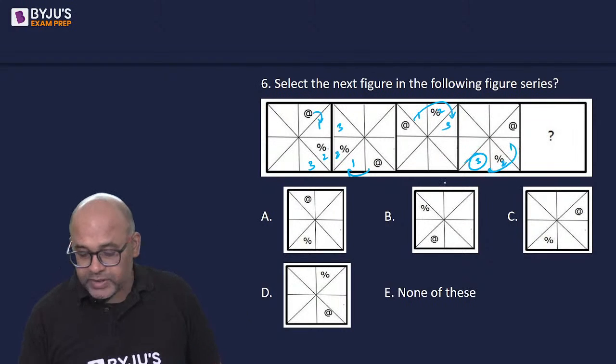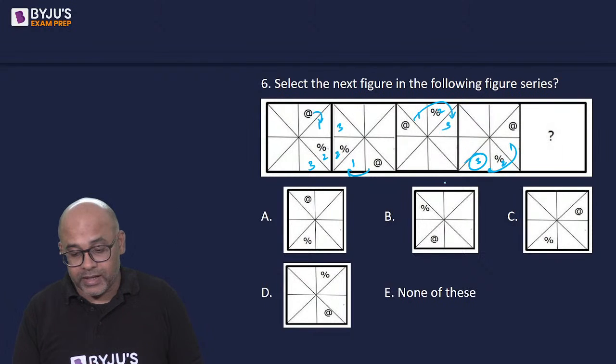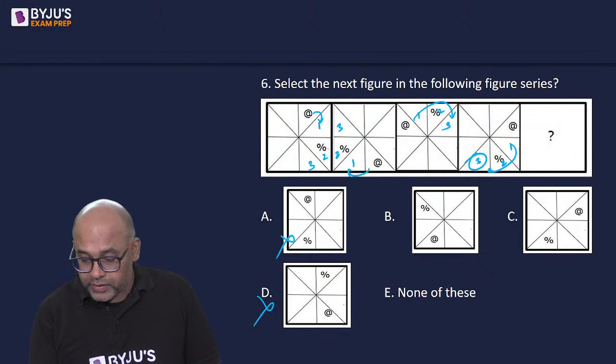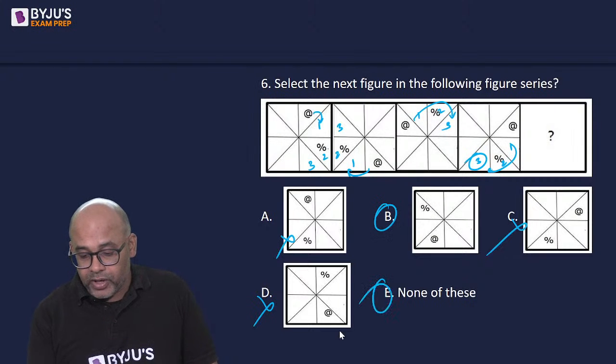I want the ampersand, the at-the-rate sign, to be in this position. Therefore, this is wrong, this is wrong, this is wrong. It's either B or E.